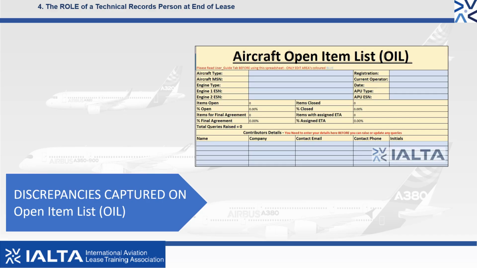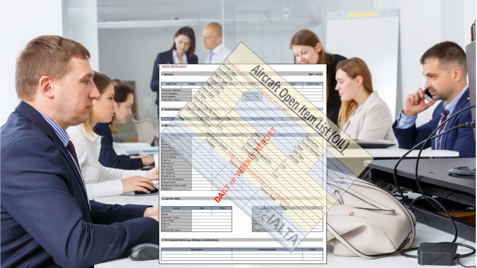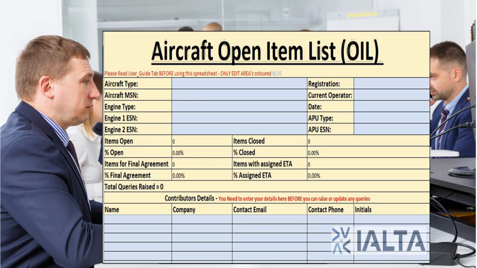It is important to have a control mechanism for any discrepancies or findings from the technical records review, and this is commonly done on an OIL, or open item list. The person reviewing the records on behalf of the lessor will control who has access to the OIL. Communication is an integral part of the technical records person's role. Keeping the aircraft lessor up to date on the rate of OIL items being closed and aware of the maintenance check progress is critical. Also, having a good communication channel with the returning airline will allow for a smooth transition of the aircraft back off lease.